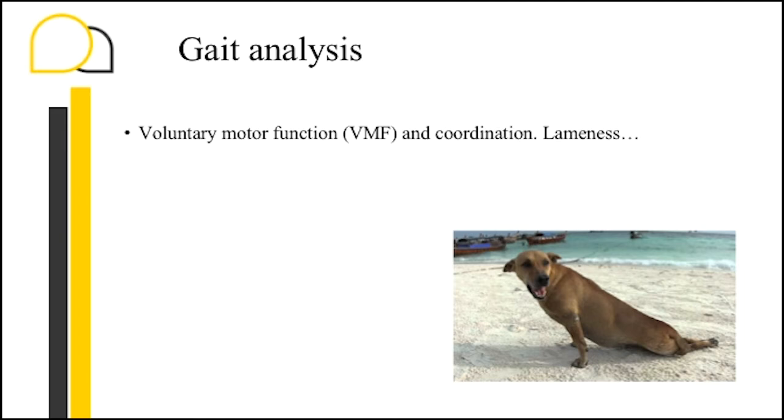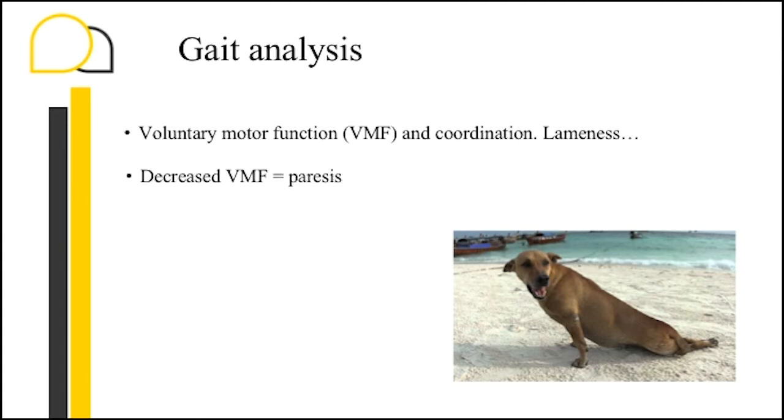A very important part of the hands-off neurological examination, especially when we talk about spinal diseases, is the assessment of the gait. And in neurology cases, there are two very important things of the gait that we should assess. One is the voluntary motor function, a movement, and the other one is coordination. Not very frequently, but in some cases, some neurological disorders may display lameness as well.